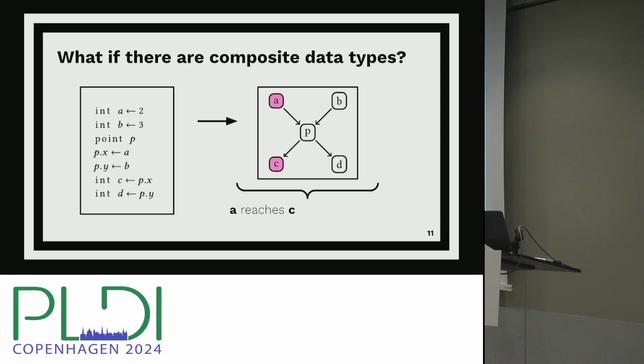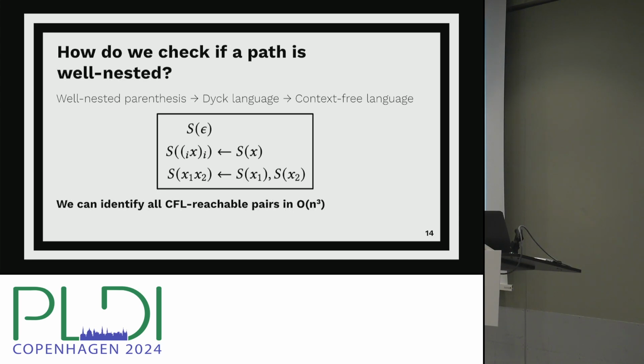Here, for example, A flows into the X field of P, and then the X field of P goes into C, so A reaches C. But through the Y field of P, B also reaches C. We need to handle this using brackets, so we differentiate them. And the path needs to be well-nested for us to have a valid relation here. Awesome. So how do we check if a path is well-nested, actually?